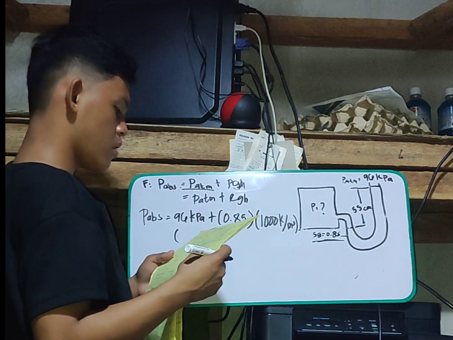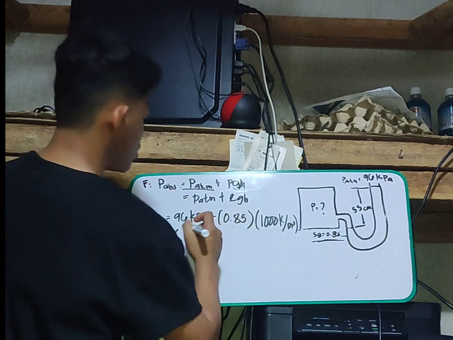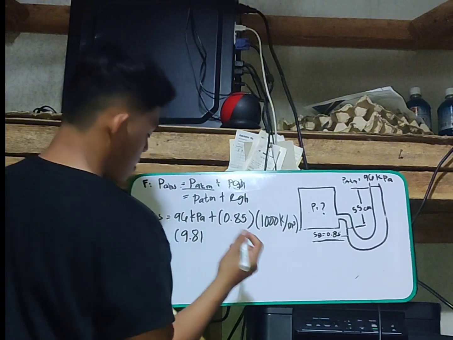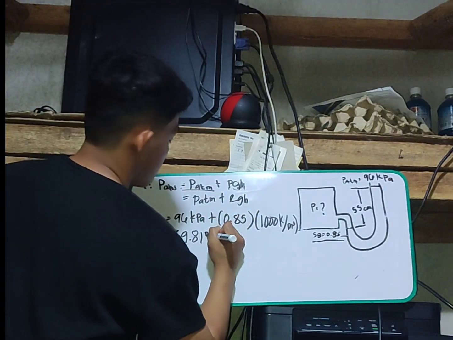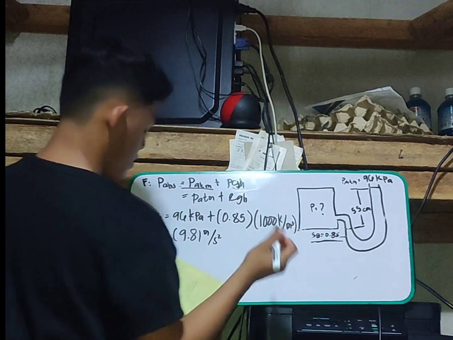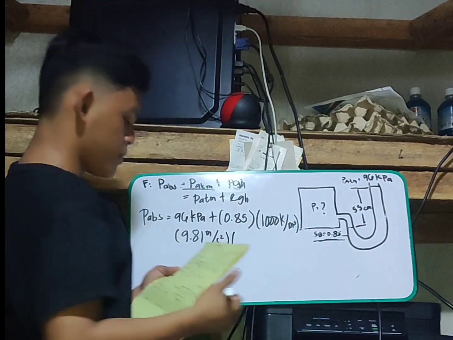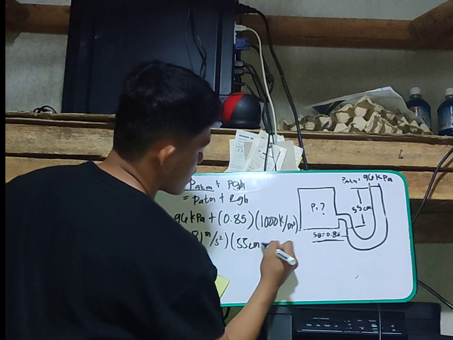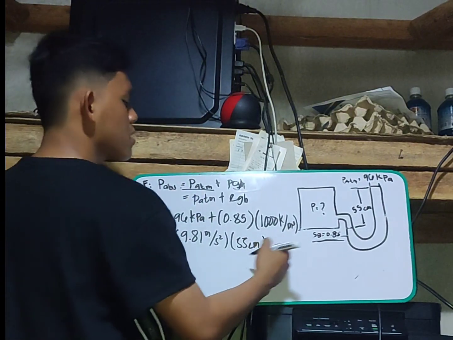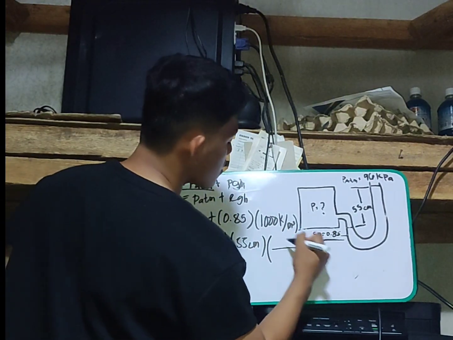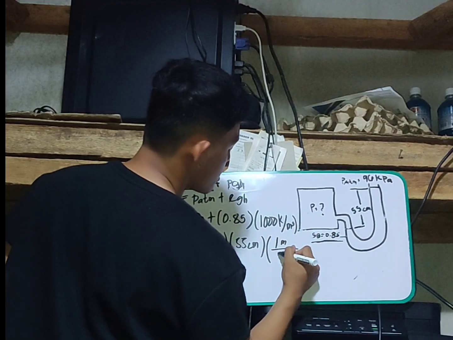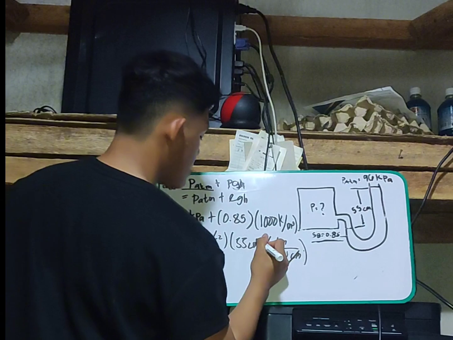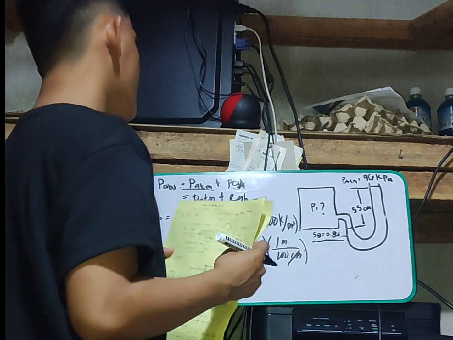the acceleration due to gravity. Ano yun? 9.81 meter per second squared. Times yung height natin. We have 55 centimeter. Always remember to convert the centimeter into meter. In conversion, 1 meter is equal to 100 centimeter. Cancel out. Okay, dito guys.